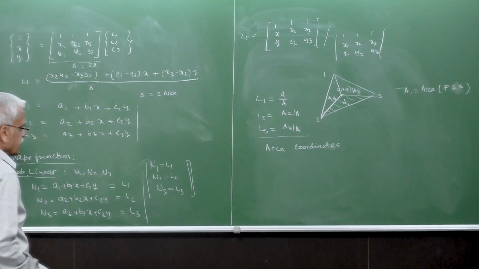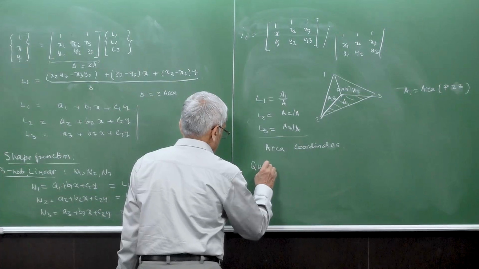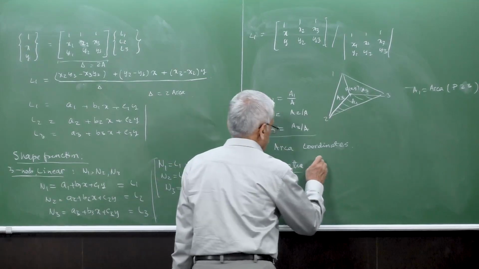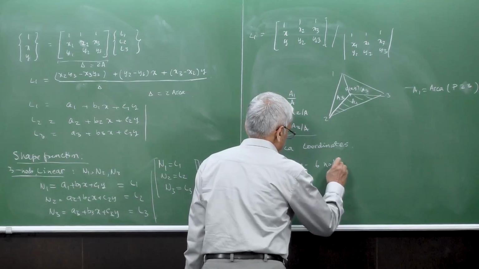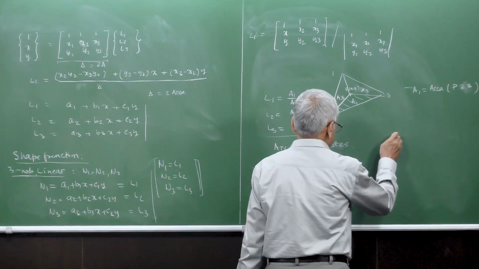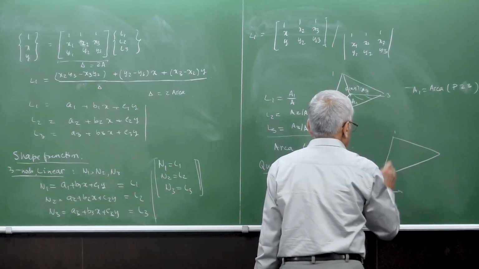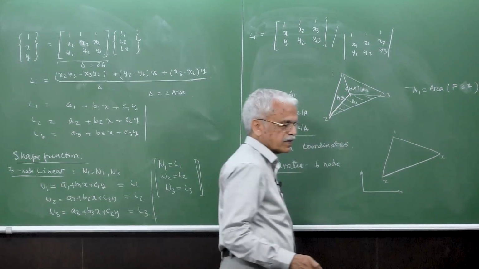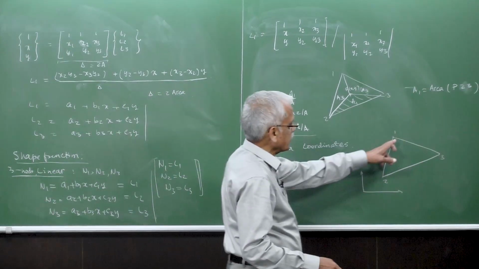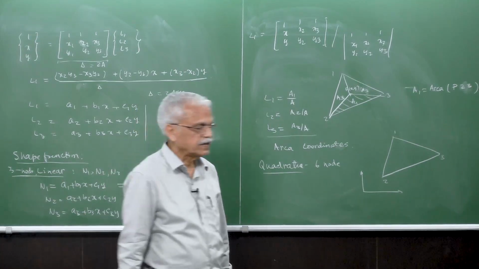This is linear. And the next one, quadratic, shape functions for quadratic, 6 node functions, numbered like this, 1, 2, 3. In fact, you should know the coordinates of each of these vertices. For example, node 1, what is the L1, L2, L3 for this location?